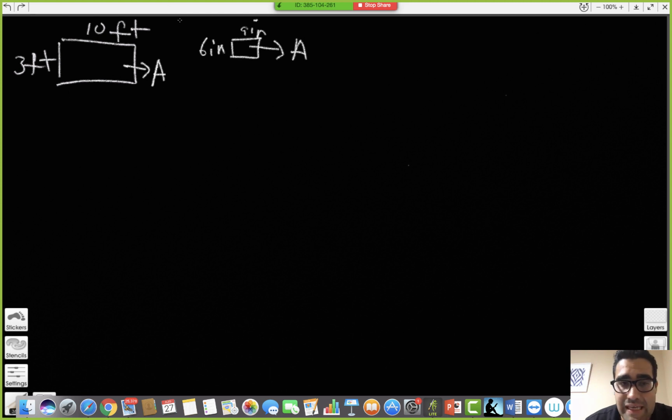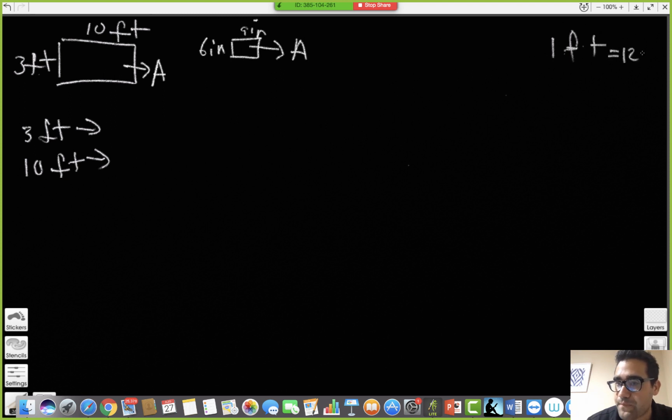So this stays the same. Nothing to do there. Now this has to be changed to inches. We have to change 3 feet to inches and 10 feet to inches. We know 1 foot is 12 inches.